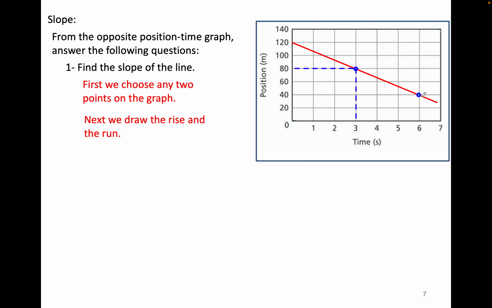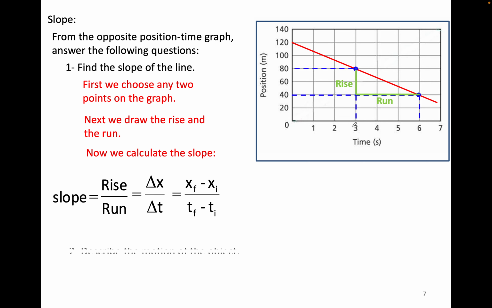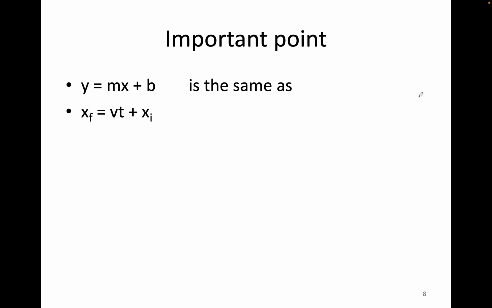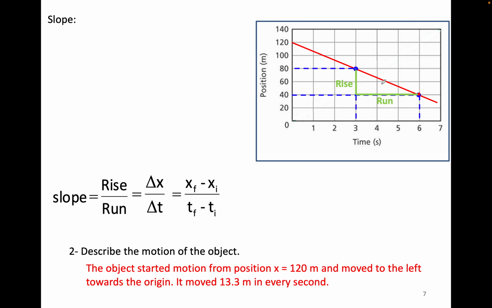You can find the slope of this one in the same way. Choose any two points. There is no 0, so I'll pick two easy numbers to use. Rise over run. Final minus initial. Final was 40. Initial was 80. So we'll do 40 minus 80 divided by 6 minus 3. You can continue and solve and get your answer of 14.3 meters per second.